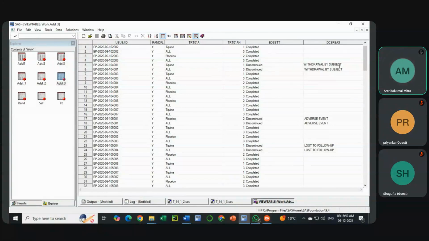In between, probably they withdrew by the subject's choice, the reason. They withdrew because of an adverse event. They probably did not come and were lost to follow-up. Withdrawal by the subject is when the subject said, I do not want to continue the study, I will go. That's withdrawal by the subject. Lost to follow-up is when they did not inform and did not come. During the follow-up, they could not get hold of that person. That's why the study team has given the comment lost to follow-up.